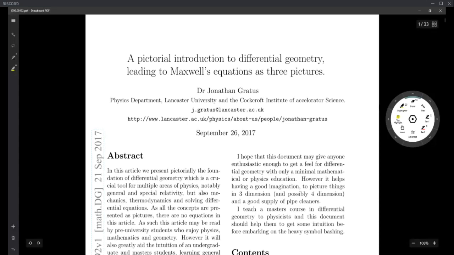As you can see here, "A Pictorial Introduction to Differential Geometry, Leading to Maxwell's Equations, as Three Pictures." What we are trying to focus on in this paper is not the mathematical aspect of differential geometry. When you hear me say that, you'll be like, wait, but differential geometry is just math, right? It's differential operators and integrals and exterior differential forms and so on. But that is why we found this paper so interesting, because it had literally zero mathematics in it. I'm not exaggerating here. You'll find zero equations and literally zero derivations.